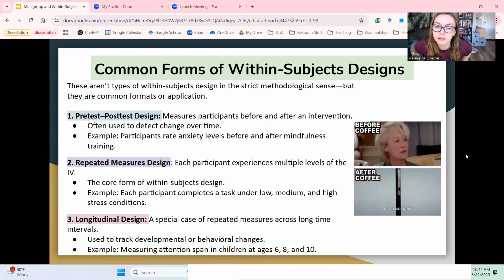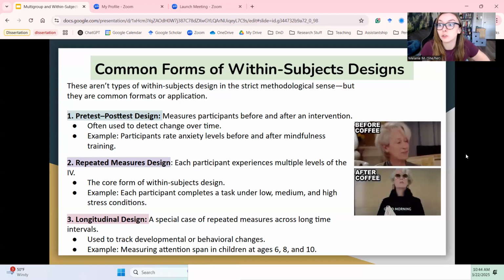Repeated measures design is when a participant experiences multiple levels of the IV, and it's a very core form of within subject design. So each participant is going to experience a task under low, medium, and high stress conditions. So each participant experiences multiple levels. Almost all within subject is also a repeated measures design. There's some nuance to that, but on the whole, that is usually what is going on.